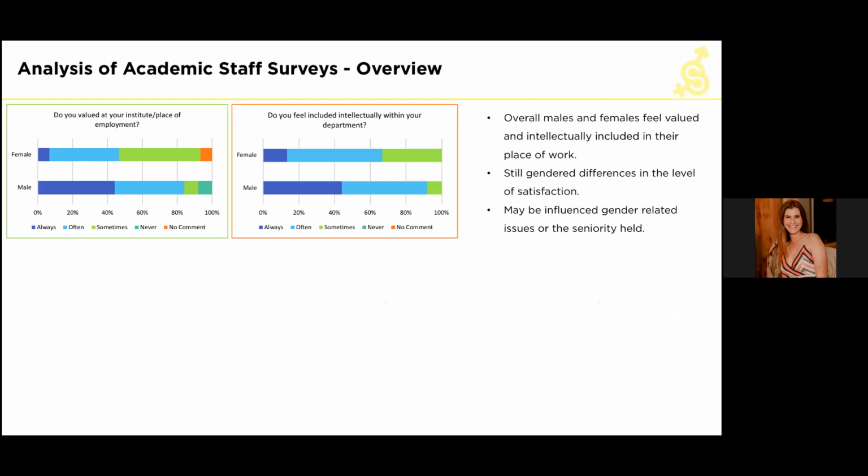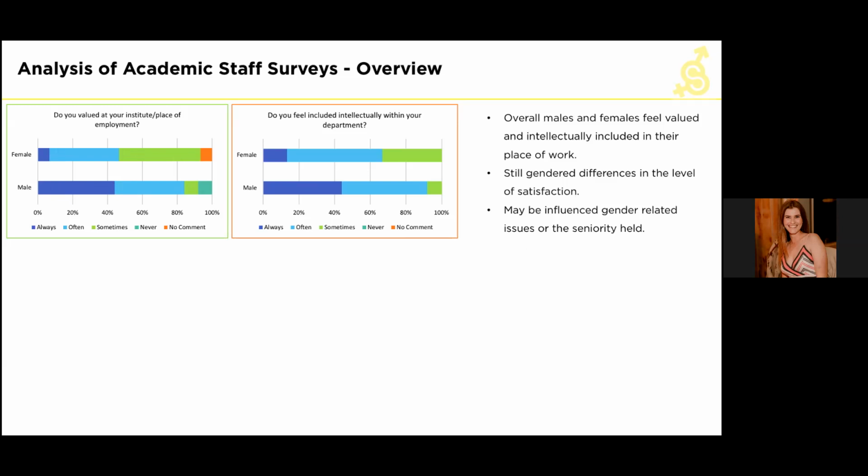We can see in these two figures here that when posed with the question, do you feel valued and intellectually included in your workplace, both male and female respondents do feel valued and intellectually included, but there are still gender differences. So as you can see, way more male respondents select always for feeling valued in comparison to females, and more females selected sometimes in comparison to male respondents.